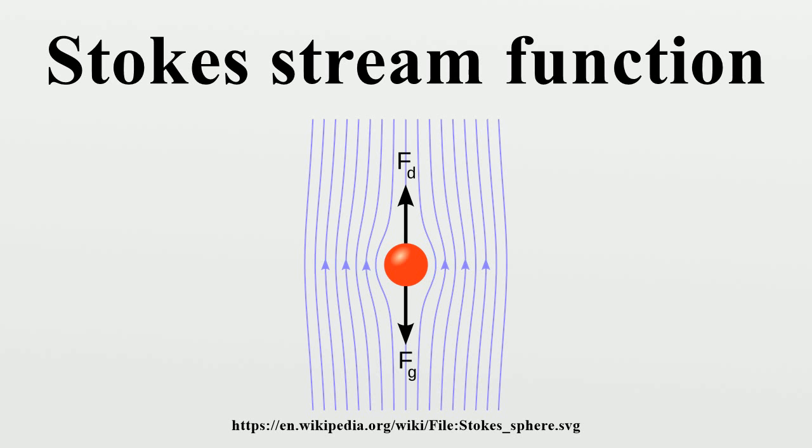Further, the volume flux within this stream tube is constant, and all the streamlines of the flow are located on this surface. The velocity field associated with the Stokes stream function is solenoidal. It has zero divergence. This stream function is named in honor of George Gabriel Stokes.